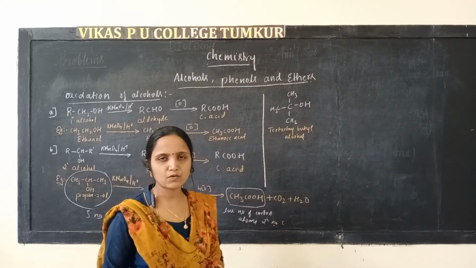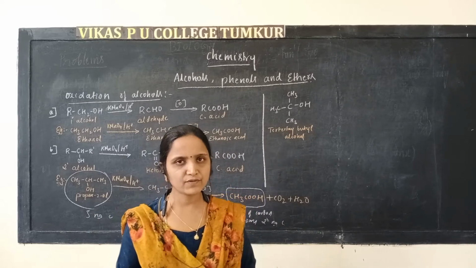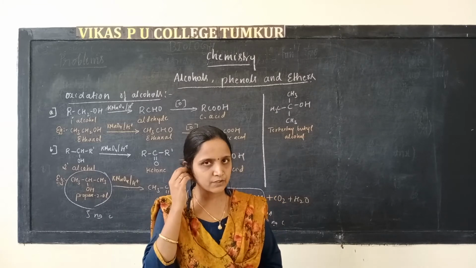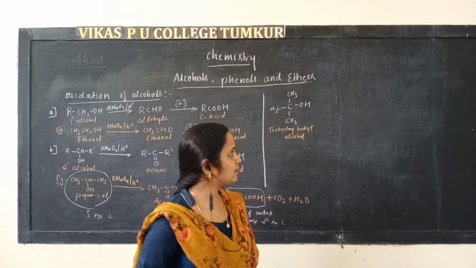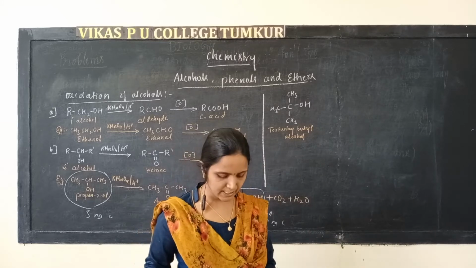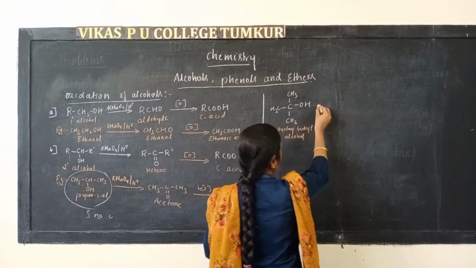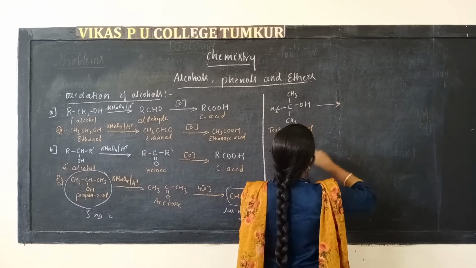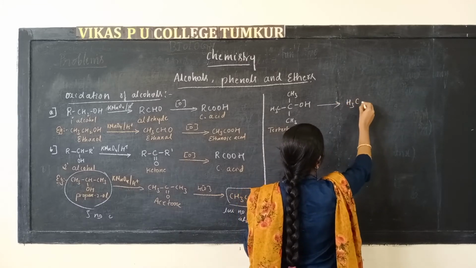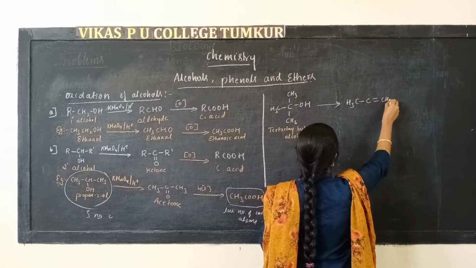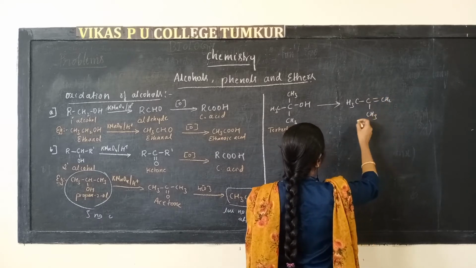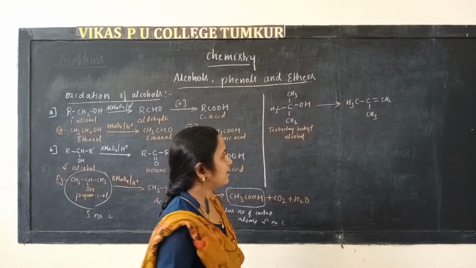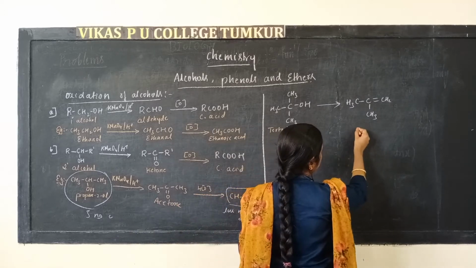This does not undergo oxidation in the presence of acidified potassium permanganate, KMnO4. But it undergoes dehydration, and an alkene is going to be formed. That is CH3, C, CH2, CH3. When it is dehydrated, an alkene is formed.